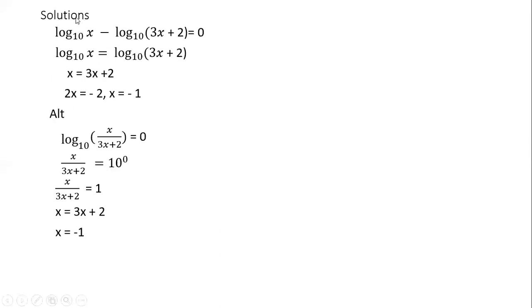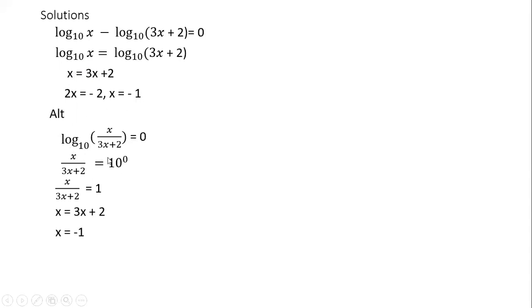Solutions. Log base 10 of x equals log base 10 of (3x plus 2). Now we can send this one to the right hand side to get log base 10 of x equals log base 10 of (3x plus 2), so that we can now apply the law. Since the bases are the same, then the numbers must also be the same. By equating the numbers, we have x equal to 3x plus 2. By solving this equation, we have x equal to minus 1.